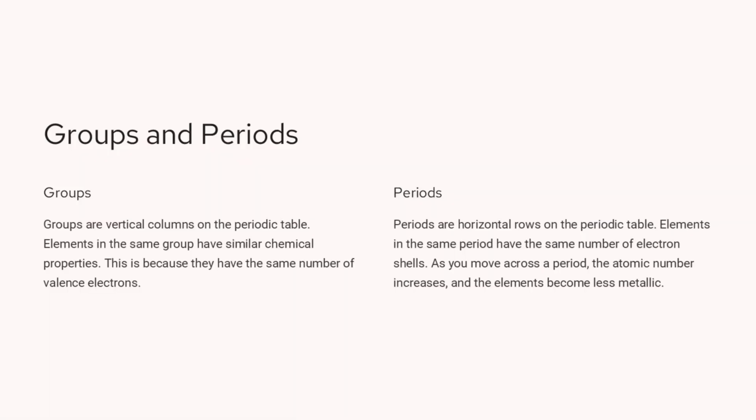Groups are vertical columns on the periodic table. Elements in the same group have similar chemical properties. This is because they have the same number of valence electrons. Periods are horizontal rows on the periodic table. Elements in the same period have the same number of electron shells. As you move across a period, the atomic number increases. The elements become less metallic as you move across a period.